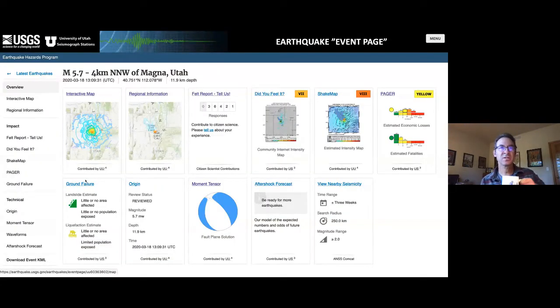So let's look at how this works. We call this our event page, our earthquake event page. This page gets made on the fly, completely new, as a significant earthquake occurs.